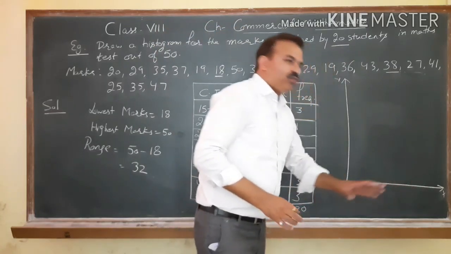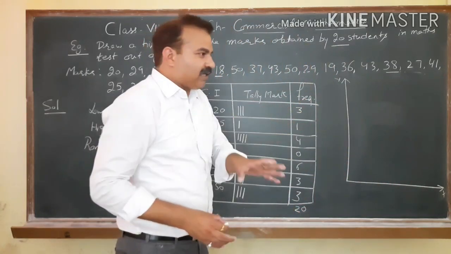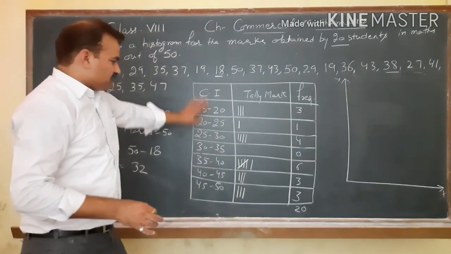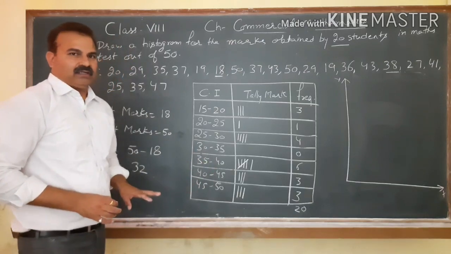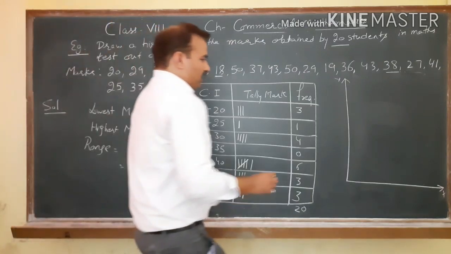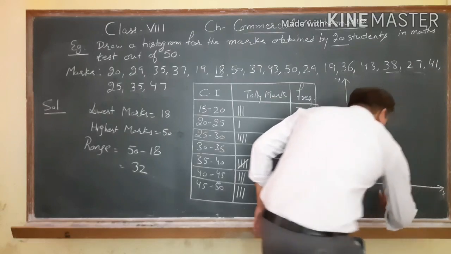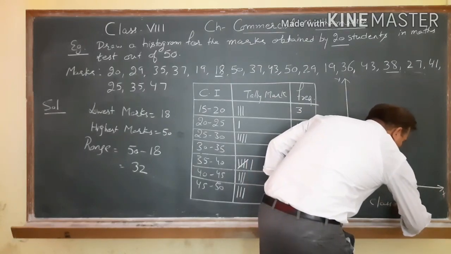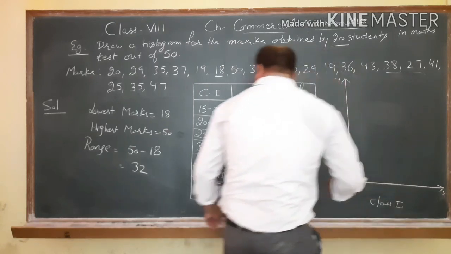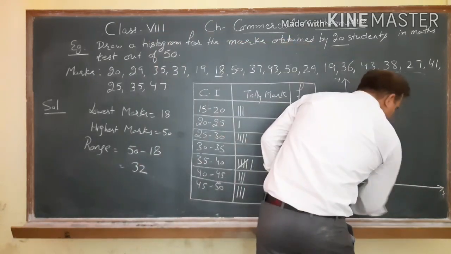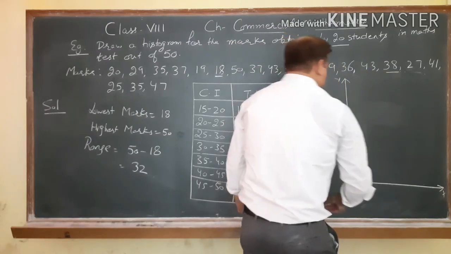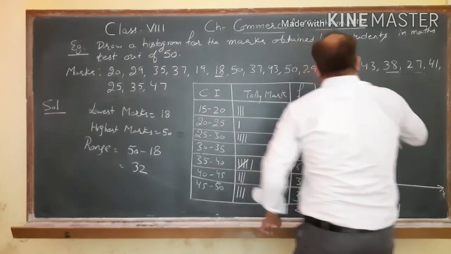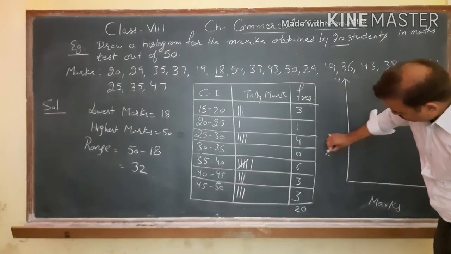On the x-axis we will take the values which are known. Here the class center value is known. We have fixed that class center value. So I am writing here the class interval, or better, we'll write the marks. And on this y-axis we'll write the number of students.